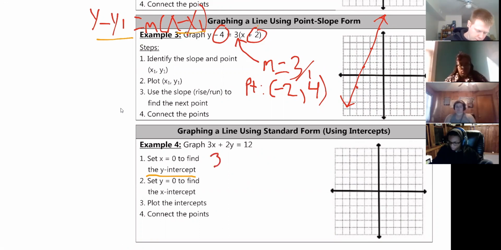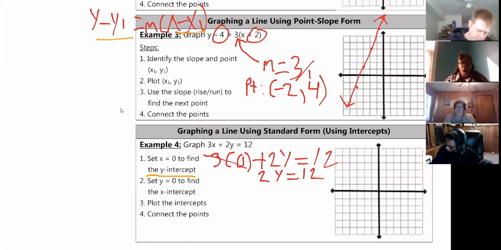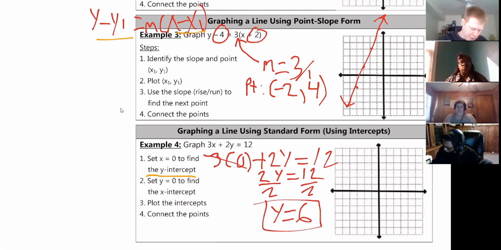So we would just plug in 0. Basically, this is just going to go away. So y equals 6. What that tells you is on your y-axis, it's going to cross at up at 6. So that's like the very top of your graph. If you printed them out, or if you're making your own, it would just be up 6.